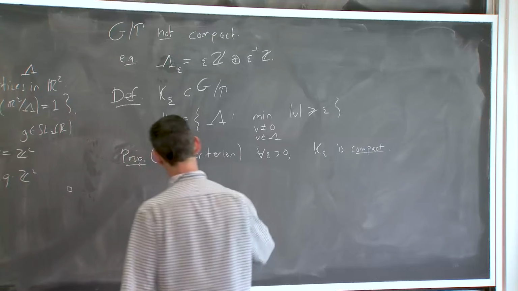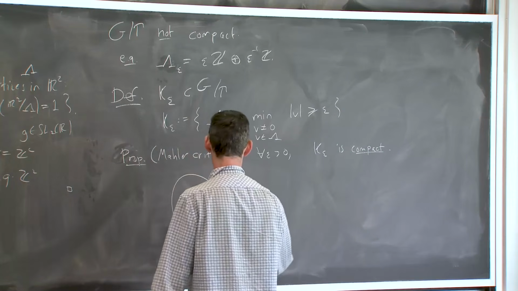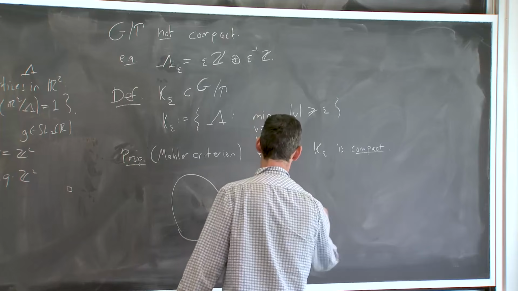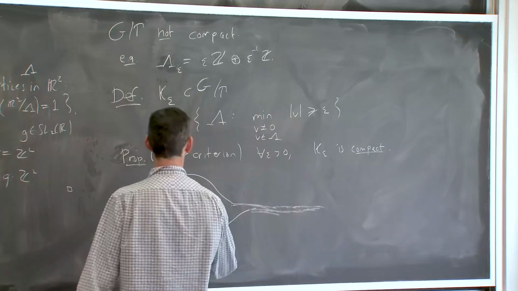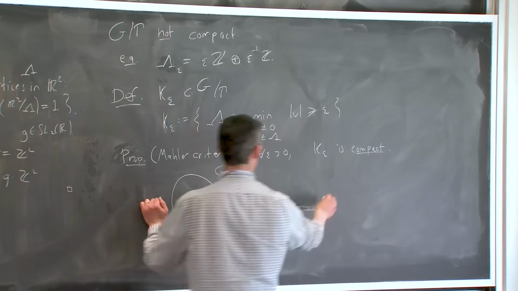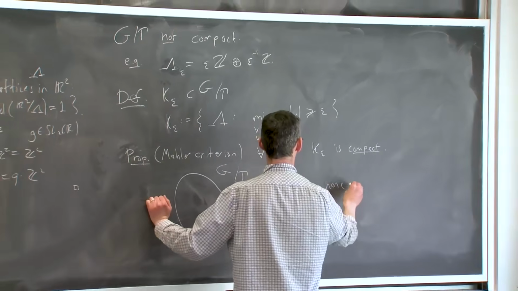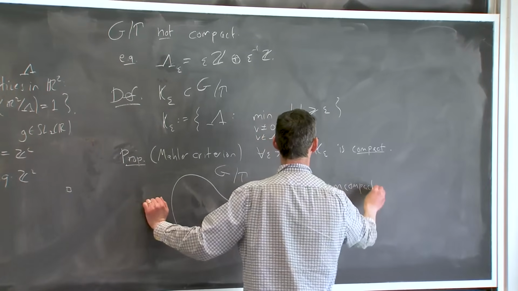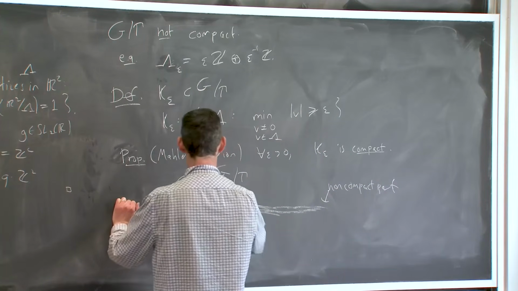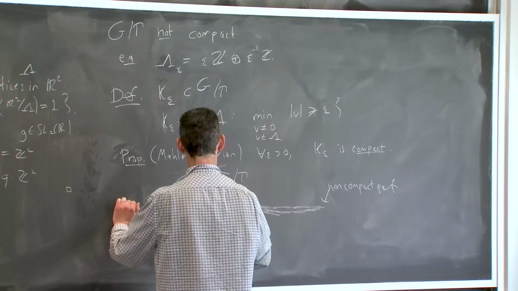So a picture of G mod Γ, something like this. G mod Γ is three-dimensional, so it's not super easy to draw. But over here, this would be G mod Γ. There's this non-compact part. And make a cutoff maybe here. And this stuff is K epsilon.